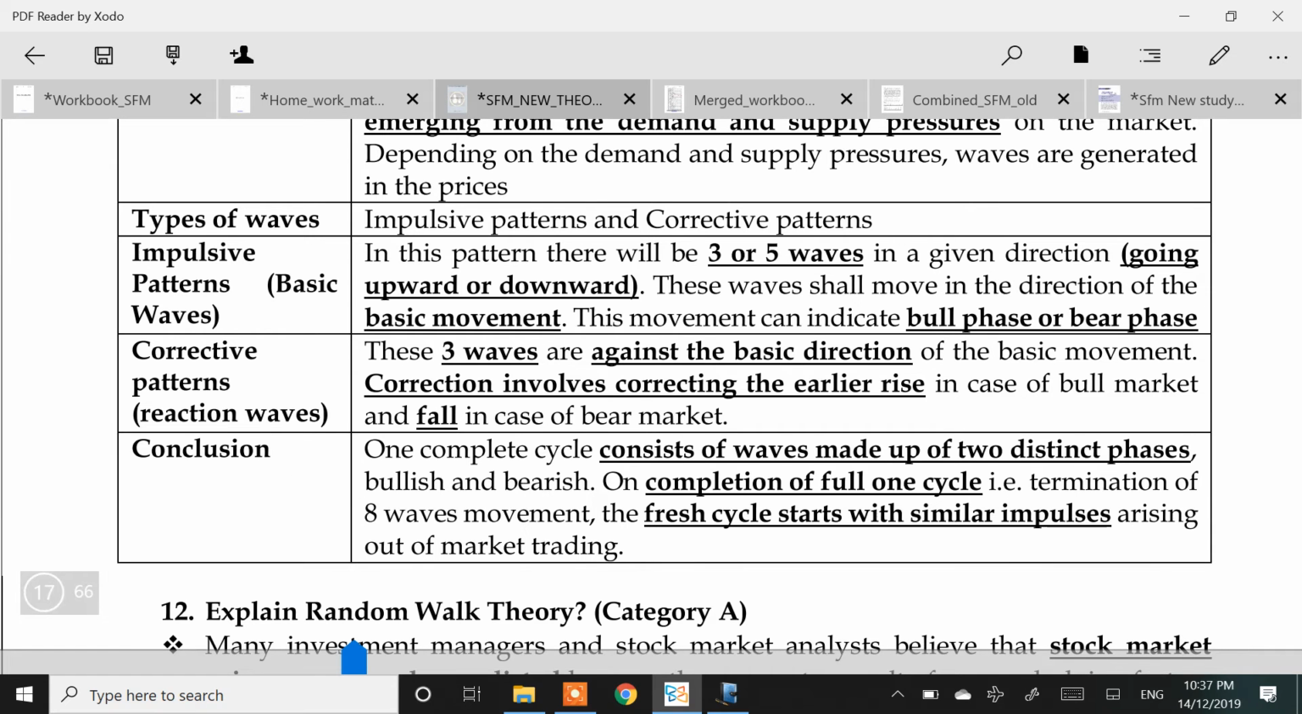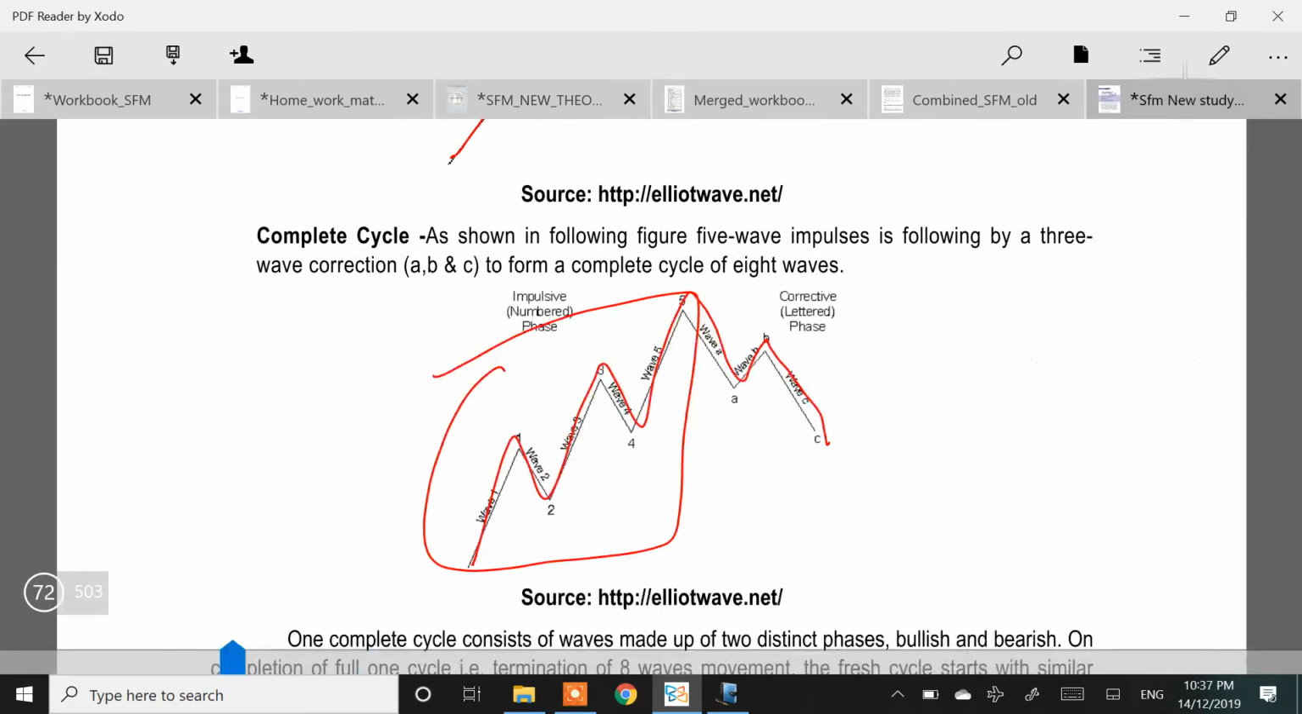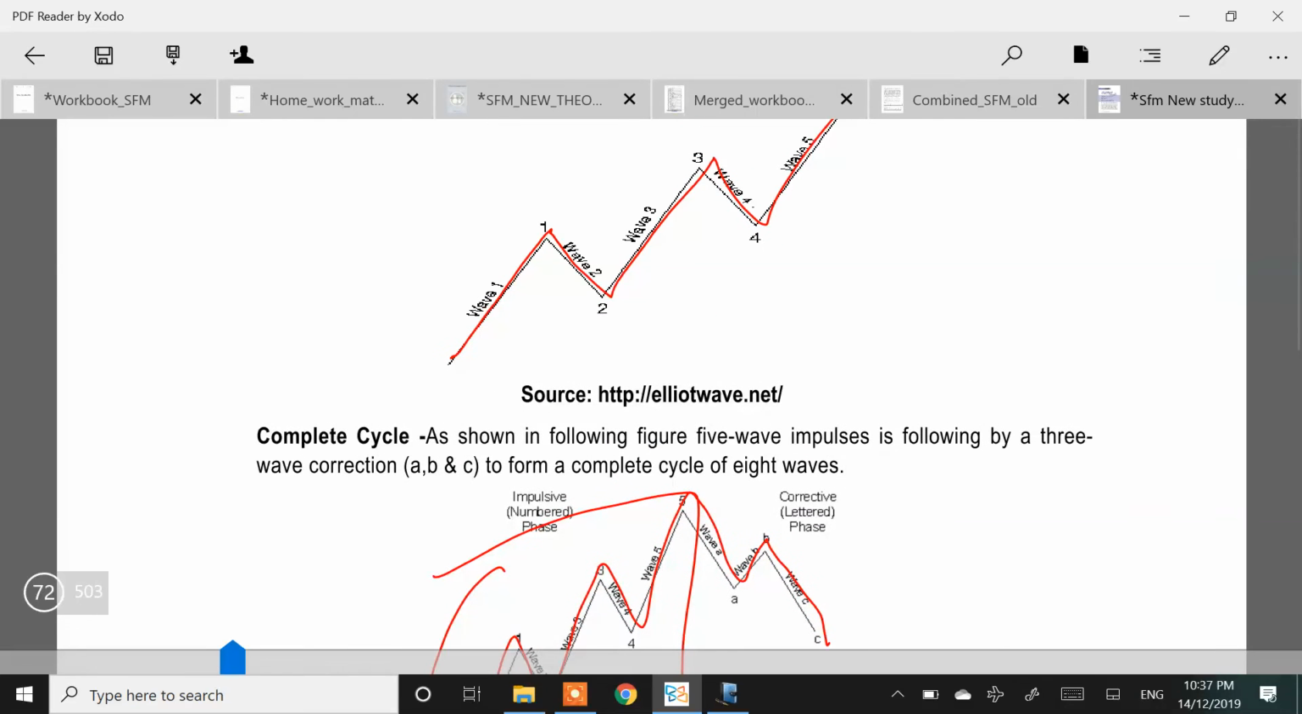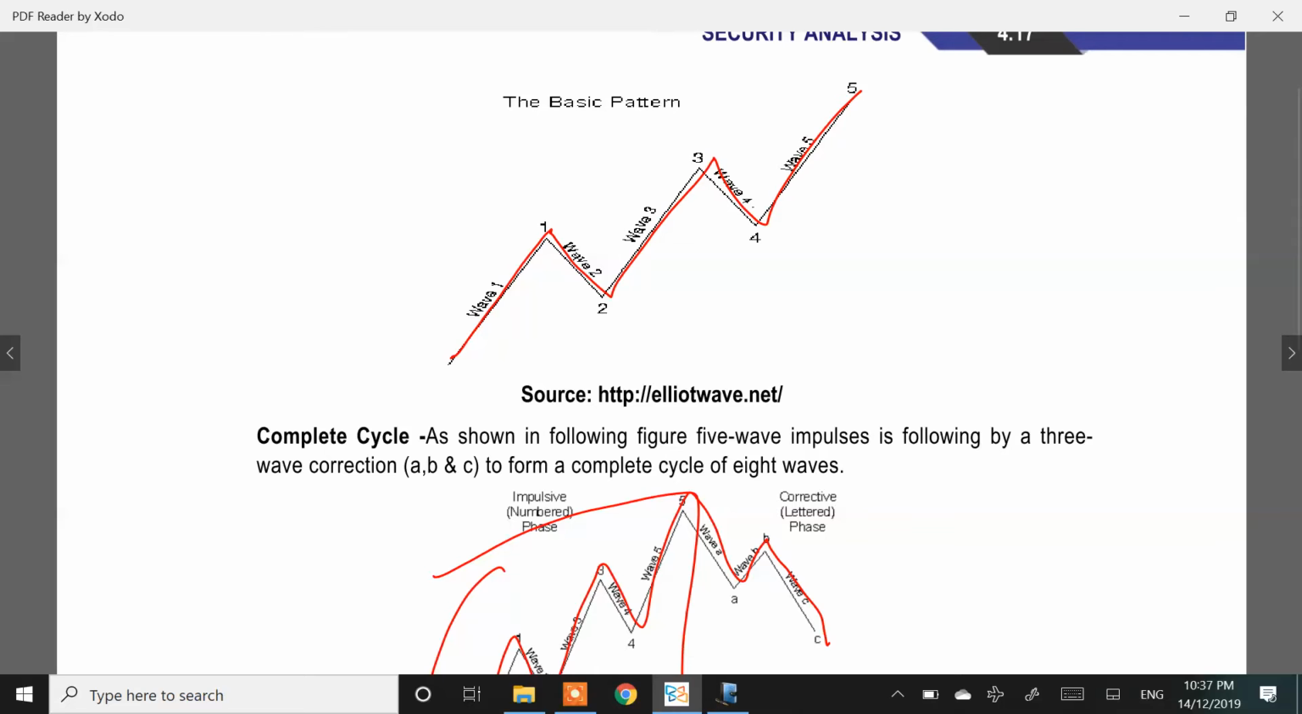So this chart which you see here, this up movement can also be a down movement chart. Initially 5, sorry, and then a correction will happen and you start going upwards. So there is a possibility of a bull movement, there's a possibility of a bear movement as well.